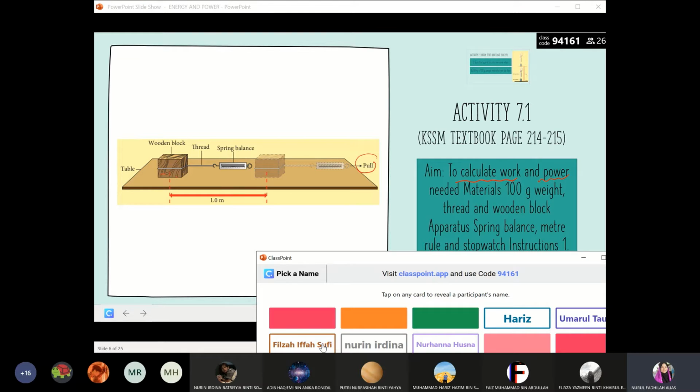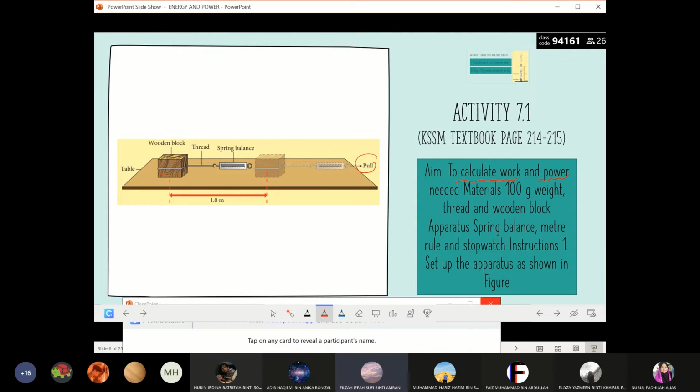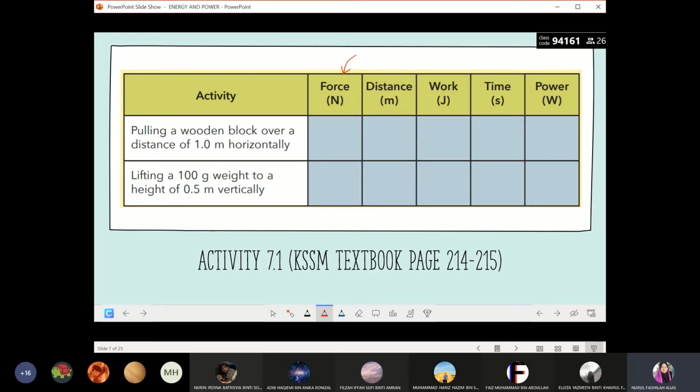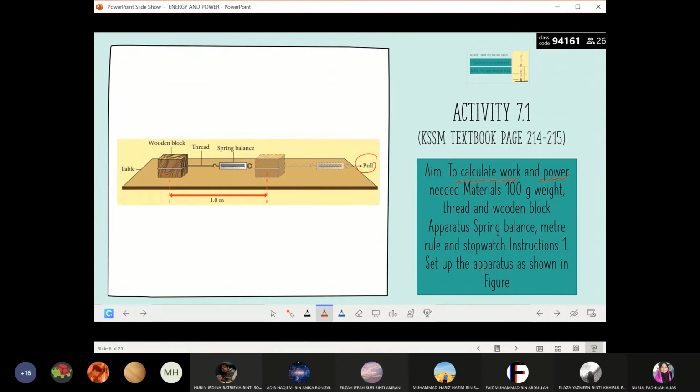Now Filza, how do I measure the force? Spring balance. Spring balance, okay, very good. So you use a spring balance to get the force. And then, how do you measure the distance? Yes, you use a meter ruler and then you measure.